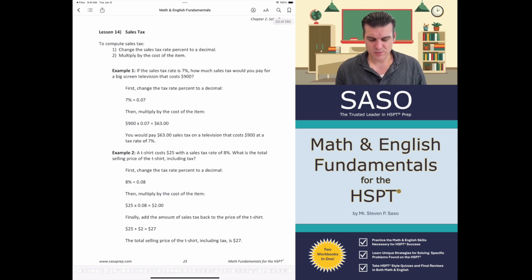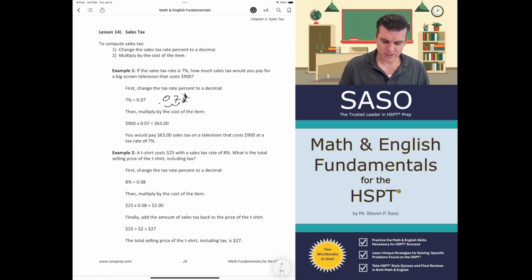If the sales tax rate is 7%, how much sales tax would you pay for a big screen television that costs $900? So the first step, change the tax rate percent to a decimal. So 7% is equal to 0.07. Sometimes what I like to do is take my pencil, put in a decimal and then move it 2 places to the left, and then we just drop that decimal. Sometimes people make mistakes there. Avoid that. And then we multiply it by the cost of the item.